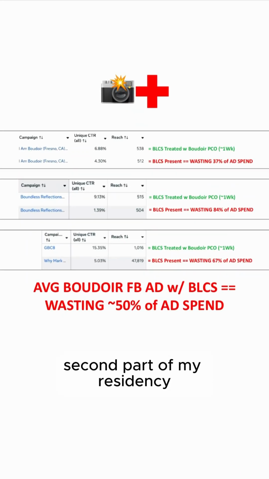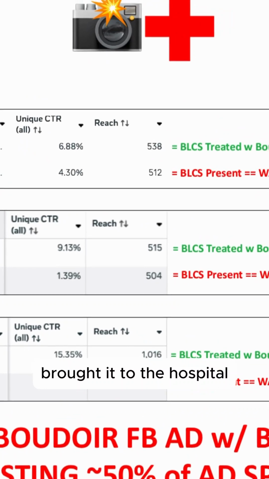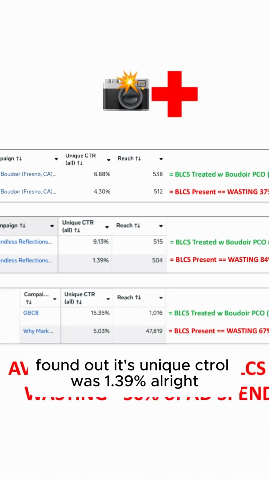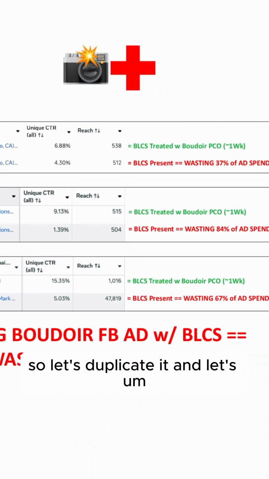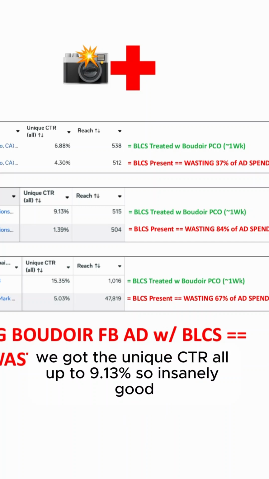Next, second part of my residency, I went out and found a second one, brought it to the hospital, tested it, found its unique CTR all was 1.39%. All right, that's under 6%. We know that BLCS is present. So let's duplicate it and treat it with Boudoir Pico. It takes about a week. So we did that. We got the unique CTR all up to 9.13%. So insanely good.